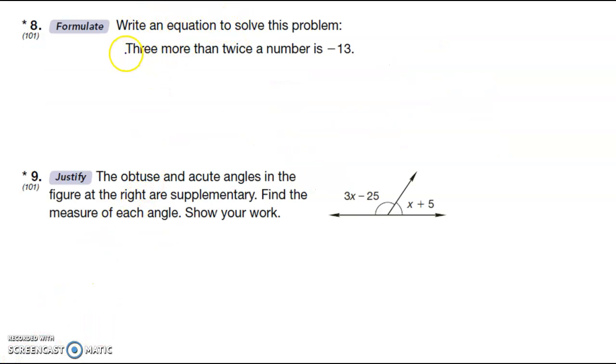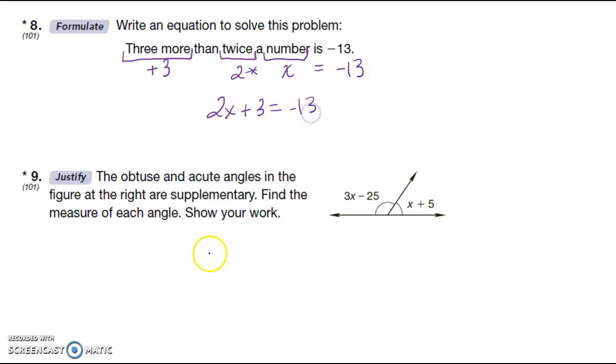Write an equation to solve this problem. 3 more. So I'm adding 3. Then twice. So this is 2 times a number, x, equals negative 13. So I have 2 times x, plus 3 is equal to negative 13.